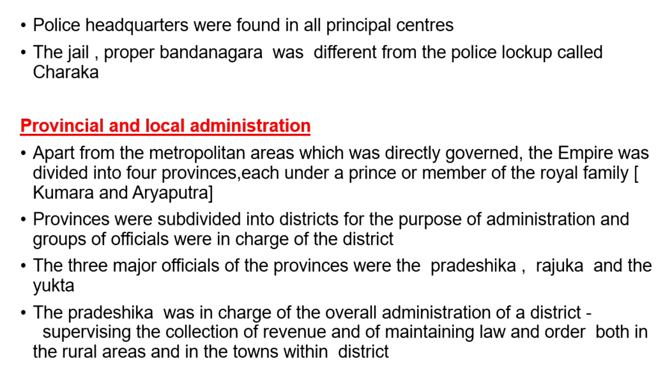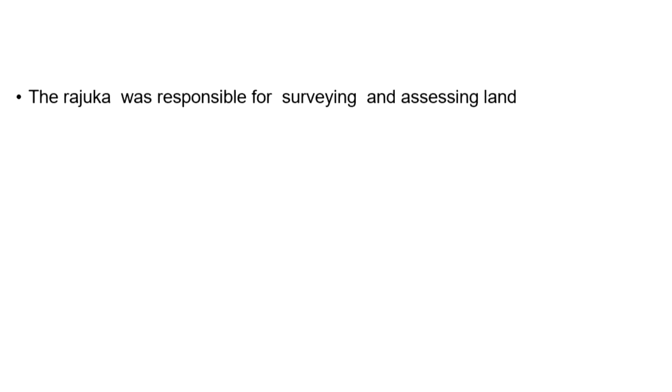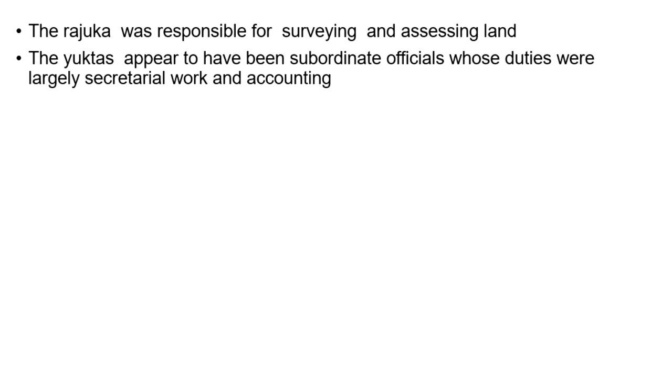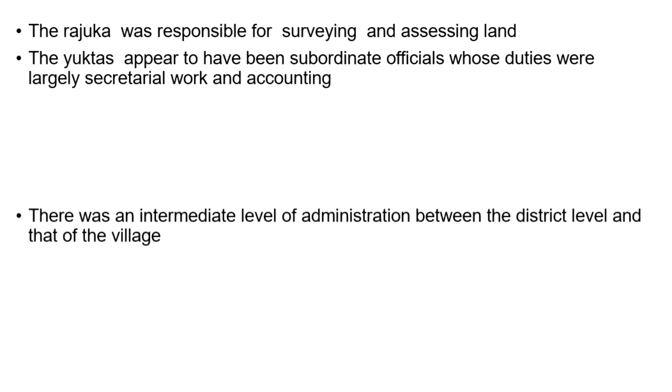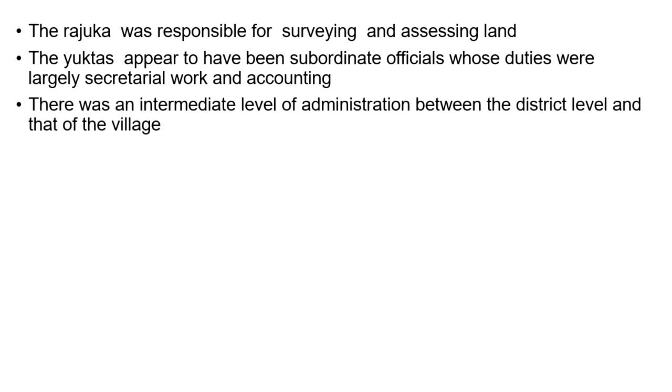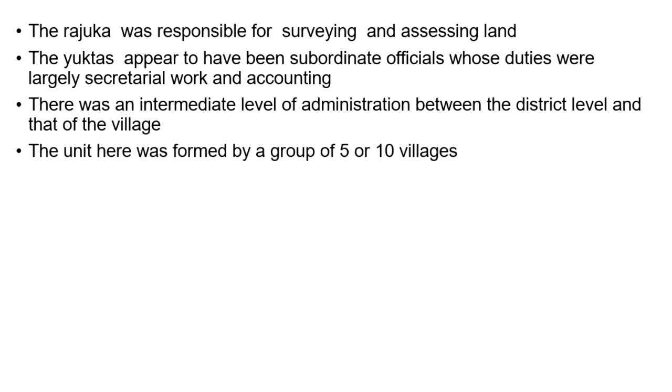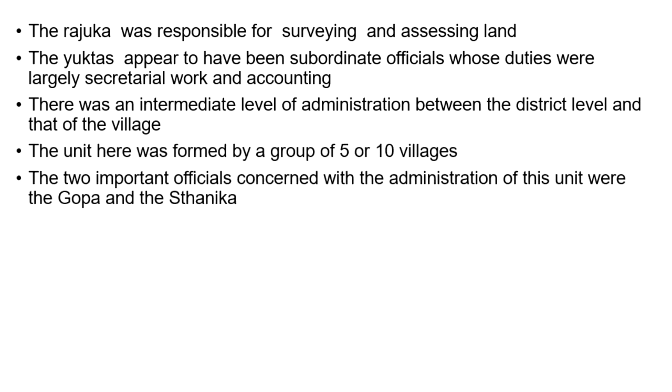The Pradeshika was in charge of the overall administration of a district, supervising the collection of revenue and maintaining law and order both in rural areas and in the towns within the district. The Rajuka was responsible for surveying and assessing land. The Yukta appear to have been subordinate officials whose duties were largely secretarial work and accounting. There was an intermediate level of administration between the district level and that of the village. The unit here was formed by a group of 5 or 10 villages. The 2 important officials concerned with the administration of this unit were the Gopa and the Sthanika.